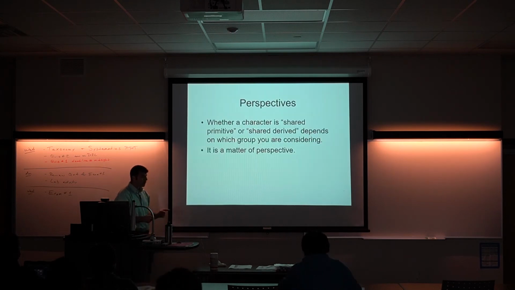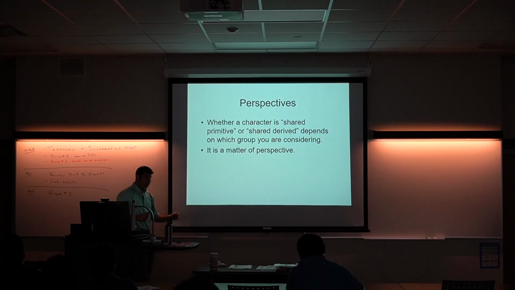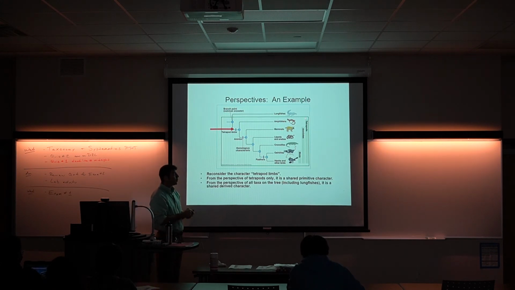I want to point out here that whether we're talking about shared primitive or shared derived characteristics, it's a matter of perspective. So let's put that same slide back up. There's our original green box. Remember, from the green box perspective, if all we care about are those organisms in the green box, then having 4 limbs is shared primitive. Everybody has 4 limbs inside the tetrapod box.